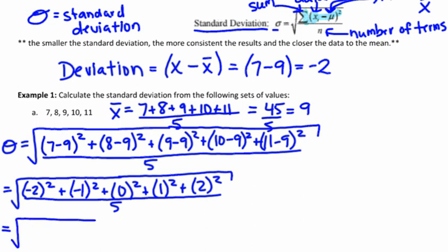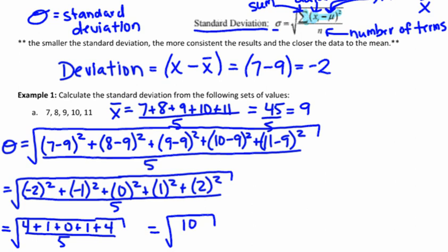Simplifying our terms underneath, negative 2 squared is 4, plus negative 1 squared is 1, plus 0, plus 1, plus 4, divided by 5. 4 plus 1 plus 1 plus 4 is 10. Square root of 10 over 5 is really the square root of 2, which is 1.41.